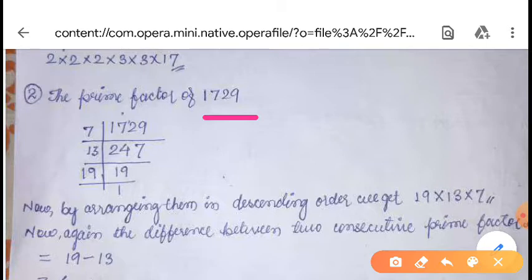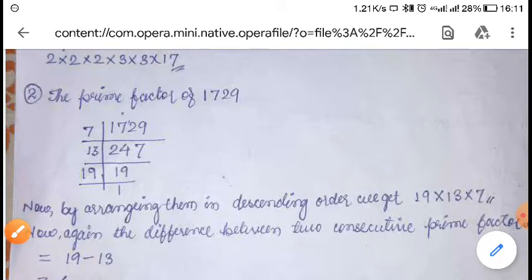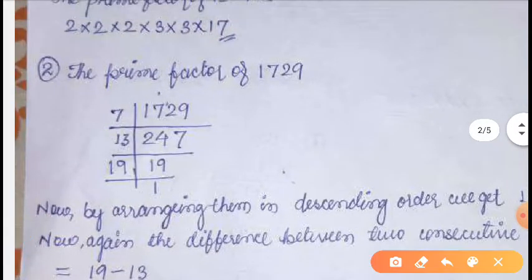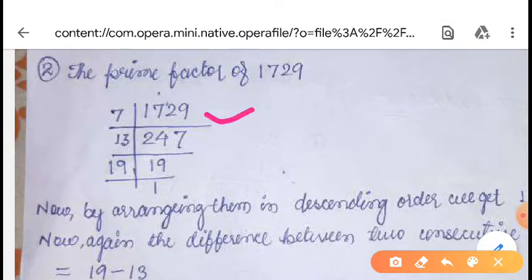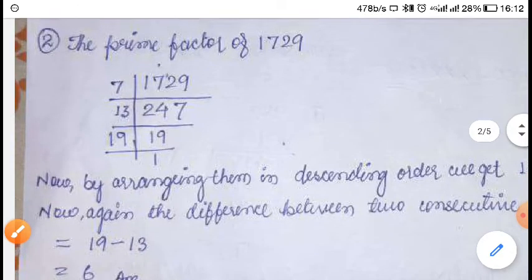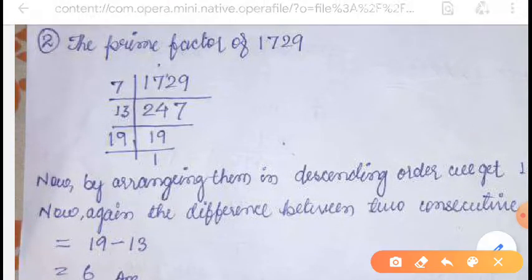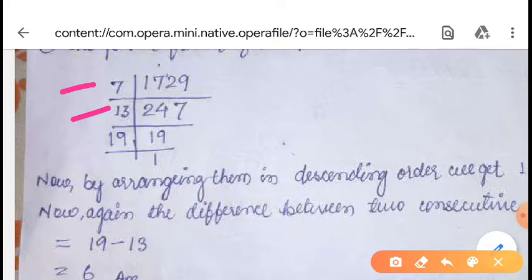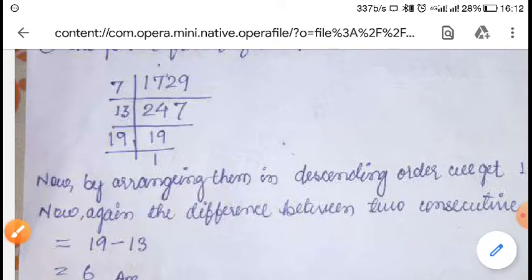And is there any relationship between two consecutive prime factors? First of all, they have asked to find out the prime factorization. You can see here I have found out the prime factorization of 1729. Since this is a big number, what I have told you, you have to divide. 7 with this, it will come this. Again 13 with this, it will come this. After finding this, what are our prime factors? We have 7, 13 and 19. So we will write like this.